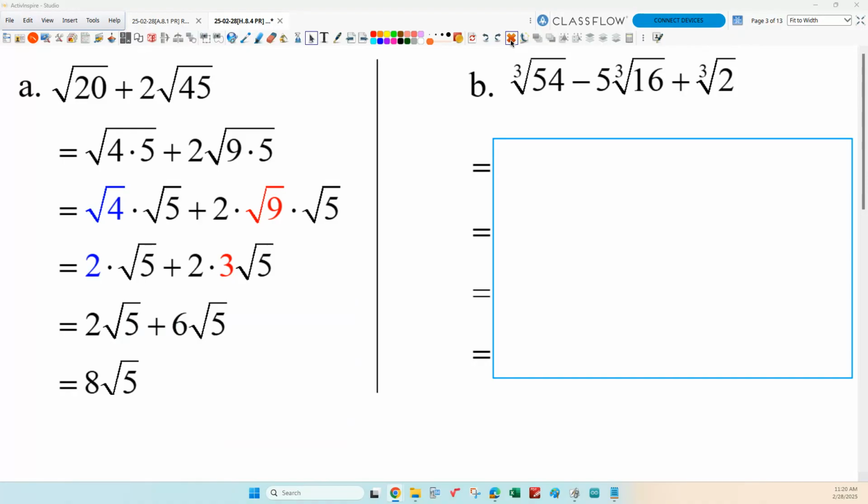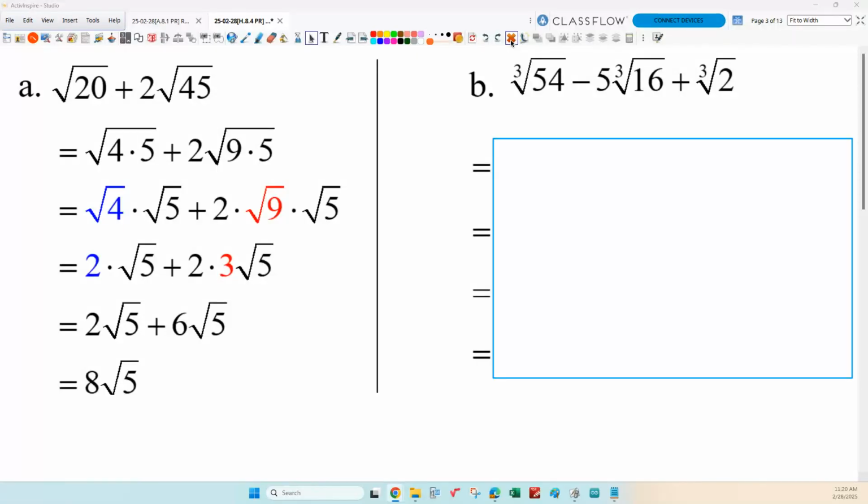Okay, so what's the moral of the story? Well, if you're trying to combine terms that have radicals, what do you have to do first? I have to simplify the radicals, right? Because I don't know if I can combine them until they're simplified. Okay?